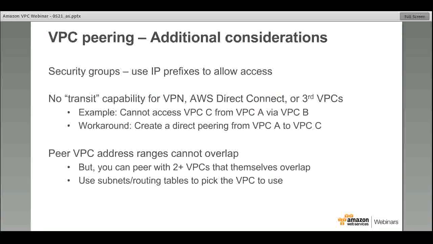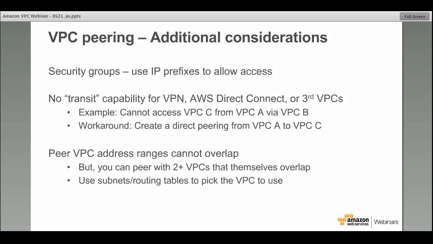A few other things to think about when you're setting up VPC peering. First is that when you're configuring security groups in the respective VPCs, you'll need to use IP addresses, IP prefixes, to allow access from instances in the peer VPC to access resources in the other VPC. Second, right now we don't support what we call a transit capability.